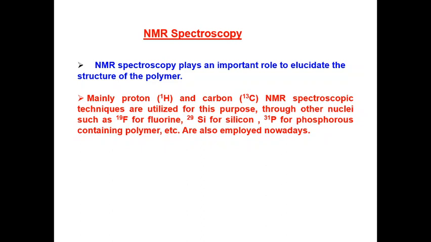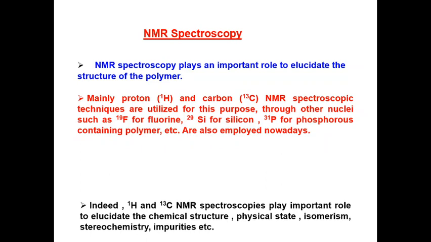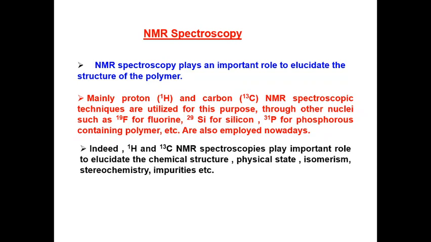Other nuclei such as fluorine, silicon, phosphorus containing polymers, etc., are also employed nowadays. Indeed, hydrogen and carbon NMR spectroscopies play an important role to elucidate the chemical structure, physical state, isomerism, stereochemistry, impurities, etc. Though elucidation is not so simple like fine chemicals.